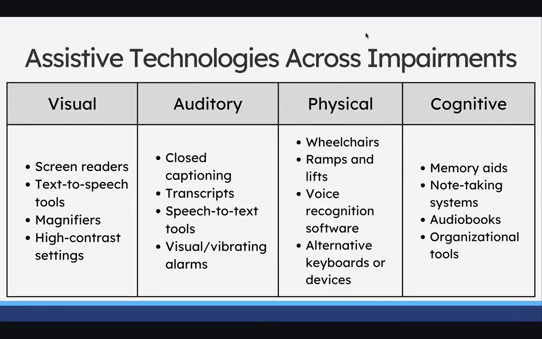The second column focuses on auditory disabilities. It includes closed captioning, transcripts, speech-to-text tools, and visual or vibrating alarms, which provide alternatives to sound-based information. The third column highlights supports for physical disabilities. These include wheelchairs, ramps, and lifts, voice recognition software, and alternative keyboards or devices that assist with mobility and interaction.